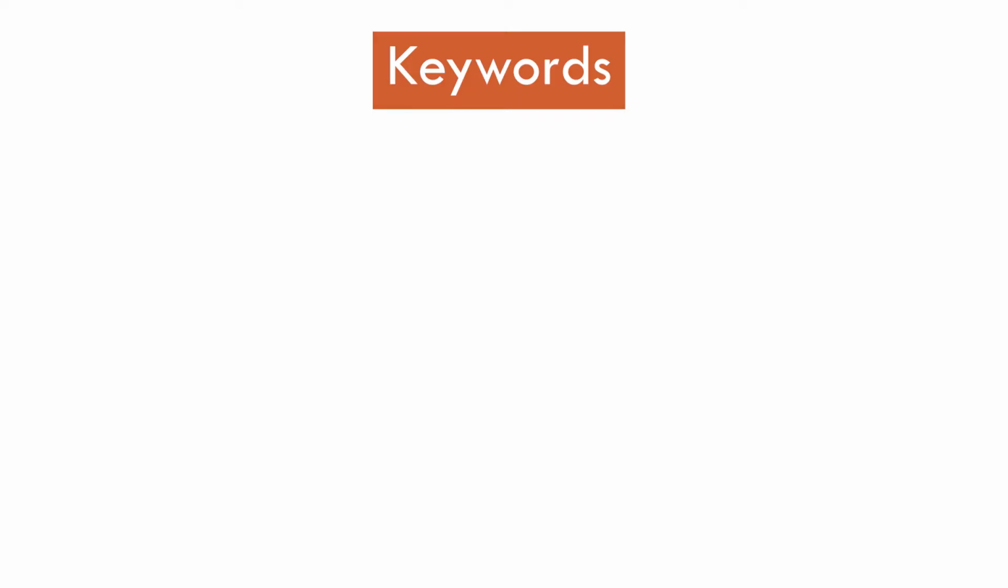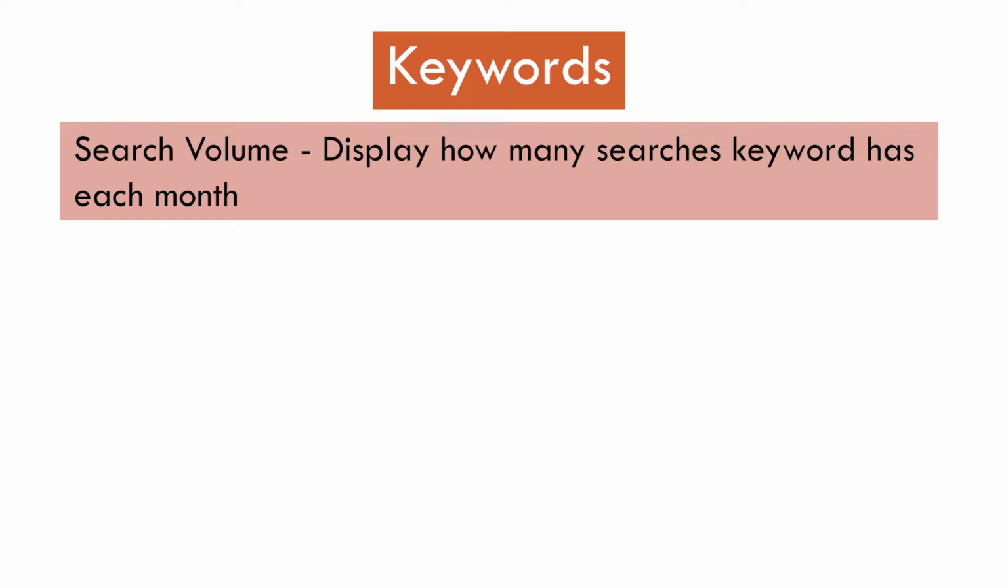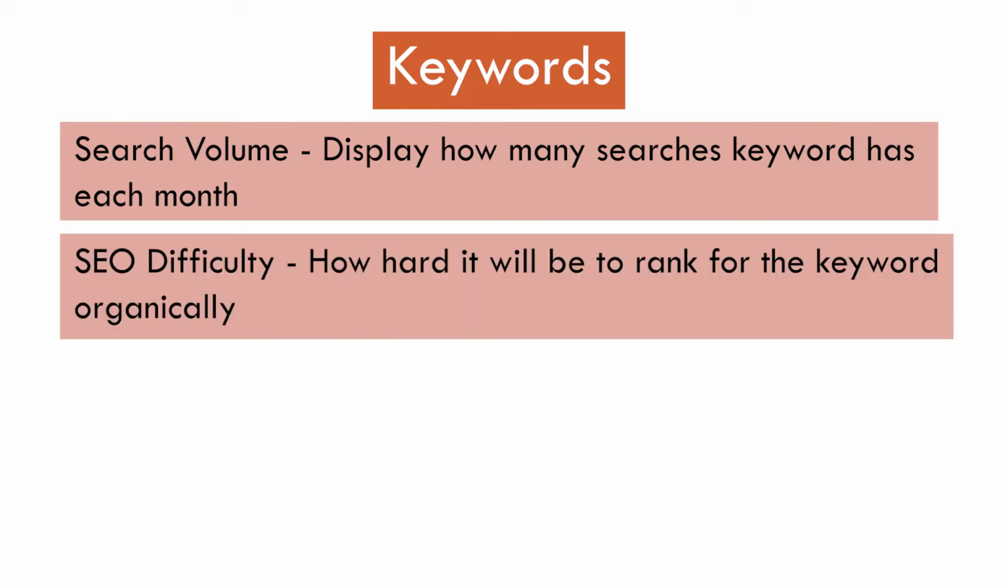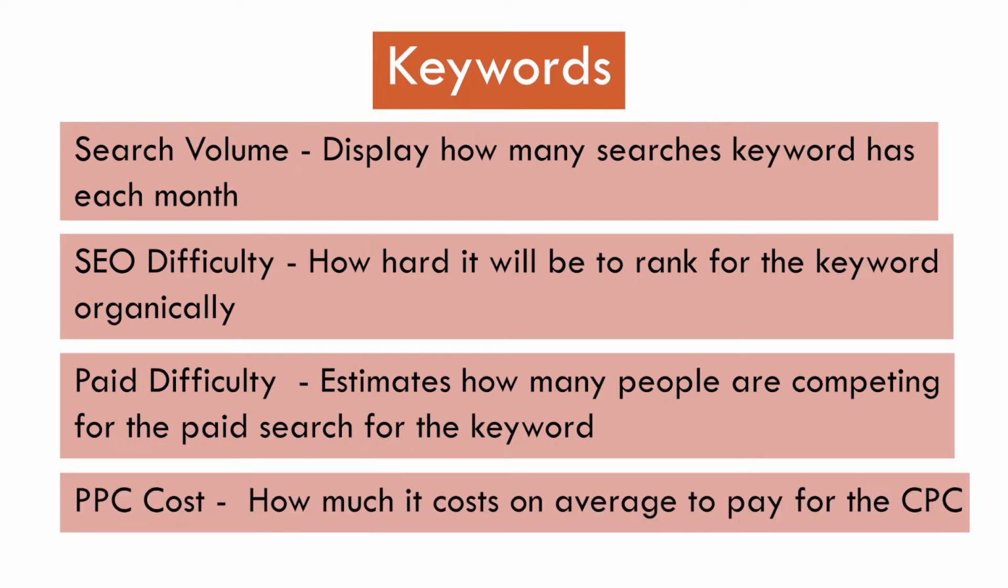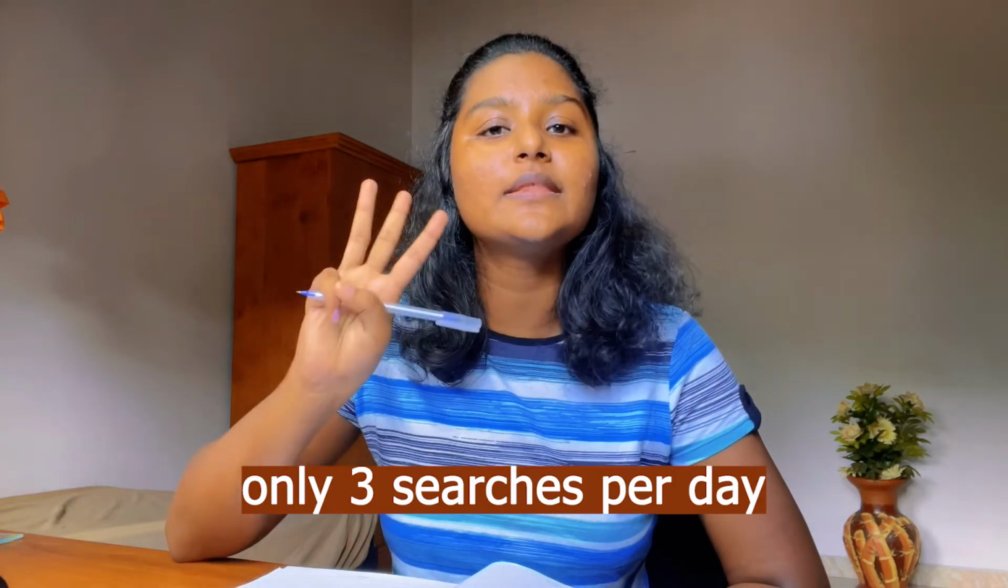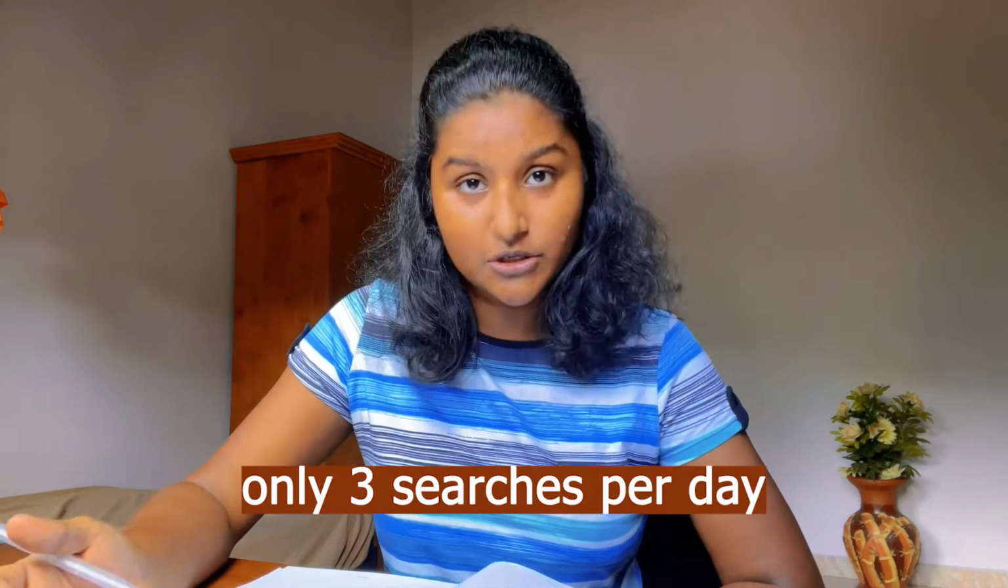your websites. When it comes to the keyword, it gives information about search volume, which displays how many searches the keyword has each month, SEO difficulty, how hard it will be to rank for the keyword organically, paid difficulty, which estimates how many people are competing in paid search for the keyword, and PPC cost, how much it costs on average to pay for the CPC. The only limitation of this tool is it gives only 3 searches per day in the free version. If you want to get more than 3 searches per day, then you have to go to the pro version.